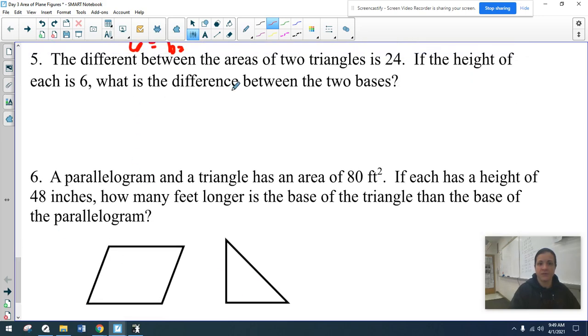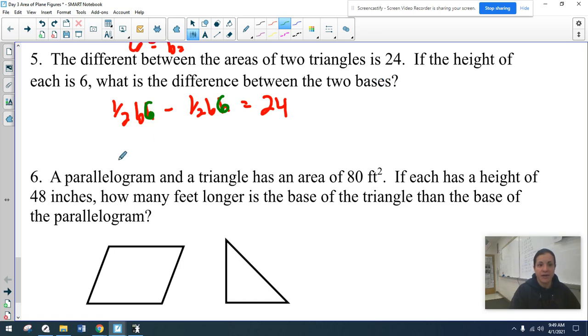Okay, last two. Difference between the areas of 2 triangles is 24. So if I've got, oh, that's supposed to say difference. So difference of 2 triangles, here's one triangle, here's another triangle, is 24. The height of each is 6. So what I can do is plug in 6. They said it's the same for both. And then what is the difference between the 2 bases?